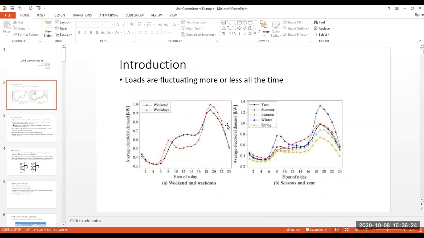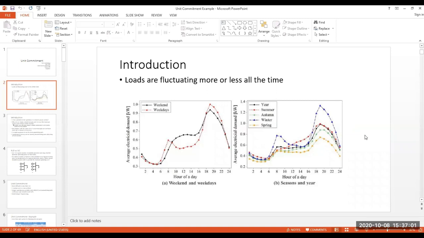So if your economic load dispatch, let's say the last example, we solved it for 850 megawatt, but in practice, the load is never fixed at 850 megawatt. On the right hand side, we are showing the diagram where the loads are also dependent on seasons and years. In the summer season, you expect a different profile throughout a day. In the autumn, you have a different profile, and so on. In the winter, in the spring, and also from place to place, these curves and peaks will vary.